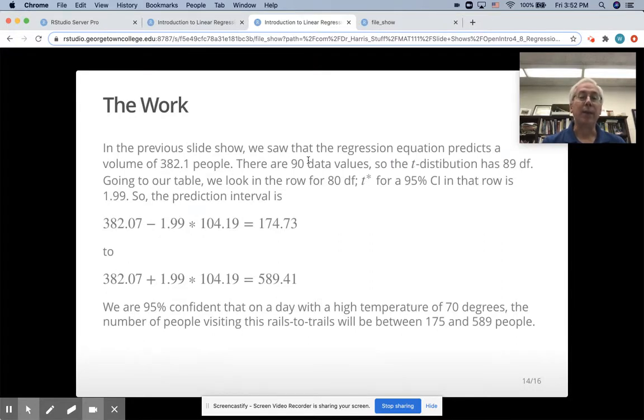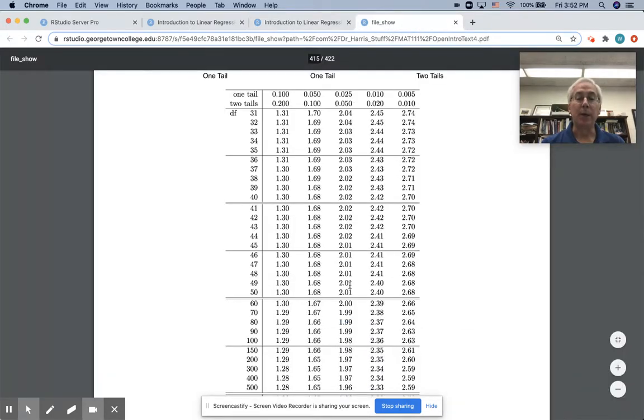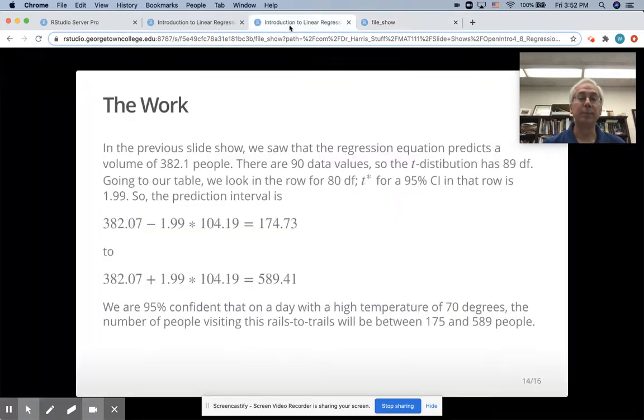There are 90 data values in Rail Trail. And so let's remind ourselves that means that there are 89 degrees of freedom. So for a 95% confident prediction interval, we're going to come here, we'll round down to 80 degrees of freedom. We're going to use the two-tail 0.05 for a 95% prediction interval. And so our value is going to be 1.99 for t star.